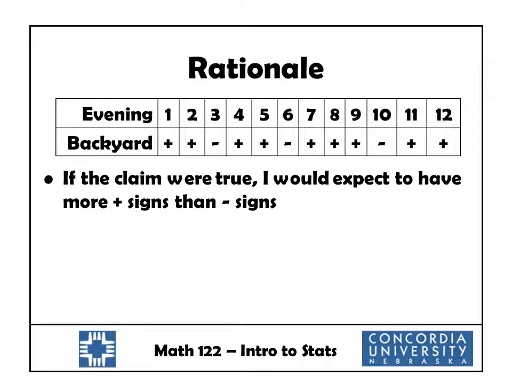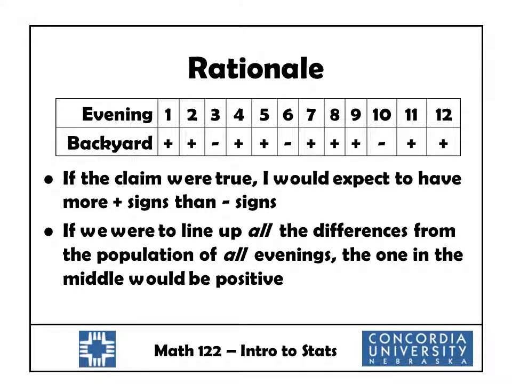Well, let's talk about the rationale behind how we're going to analyze this data. If the claim were true, meaning if I really had more mosquitoes in my backyard than in the front yard, then I would expect to have more plus signs than minus signs. Well, if I look at my data, that's exactly what I have. I have 9 plus signs and 3 minus signs, so my data appears to support the claim.